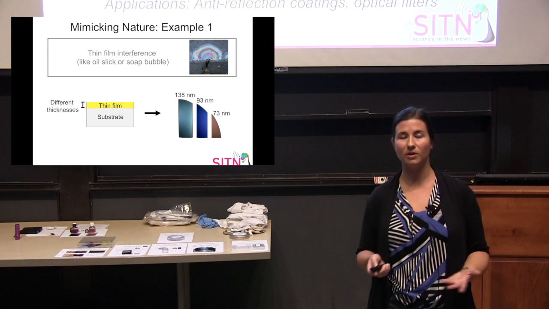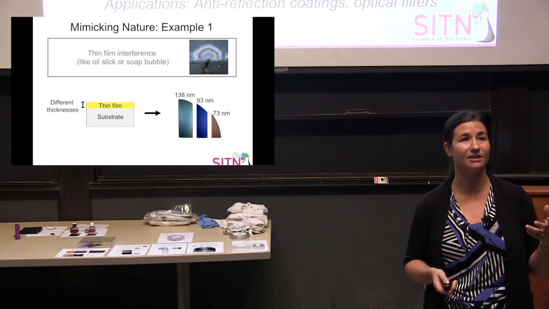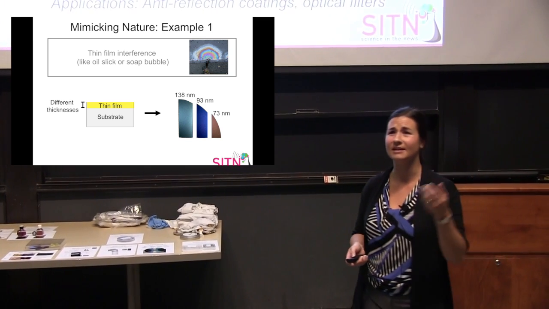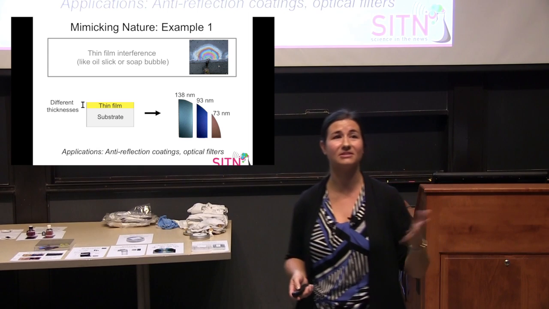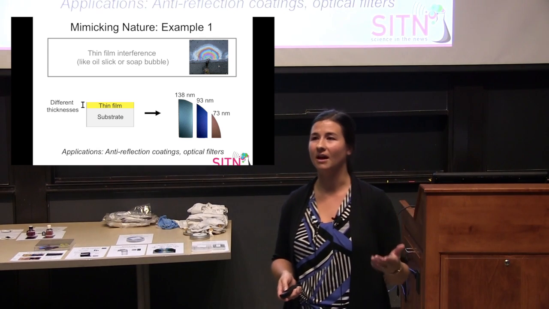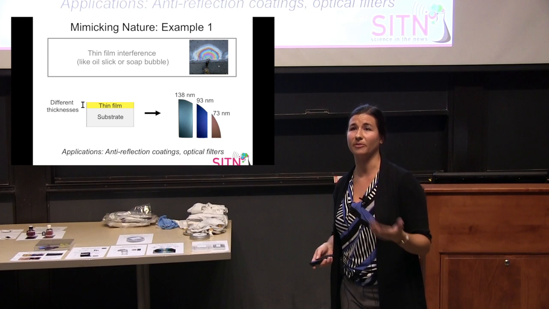Why is this useful? Well, it's actually used very heavily in things like anti-reflection coatings, like on your glasses. They actually use it on airplane windshields. They use it all over the place, so you don't get reflections when you don't want them. And in optical filters, someone asked a question earlier about optical filters.